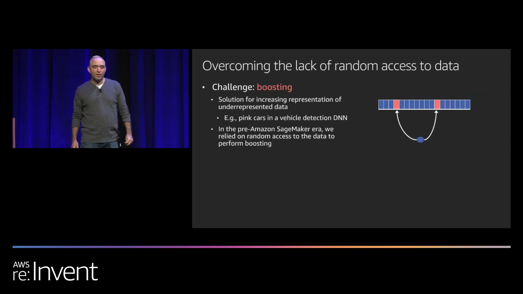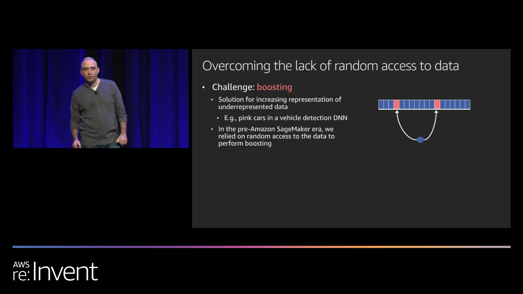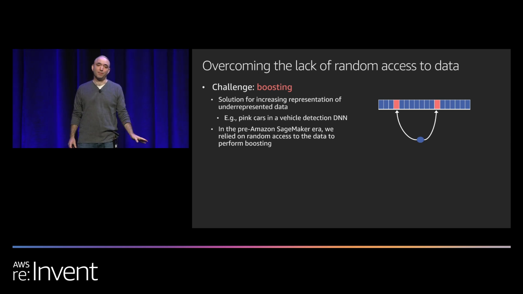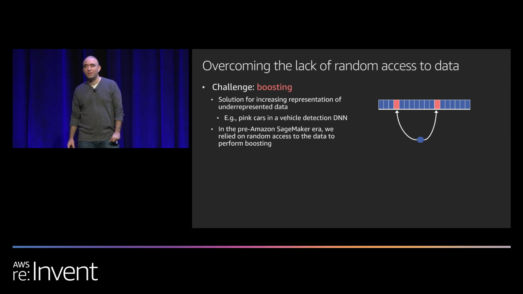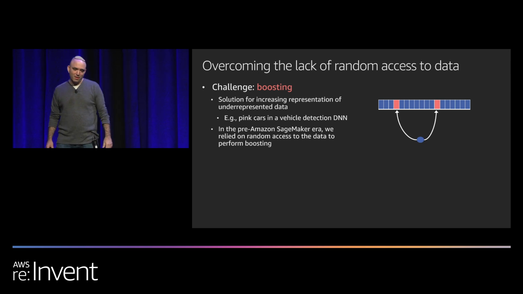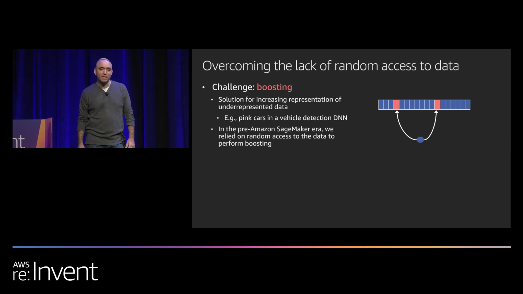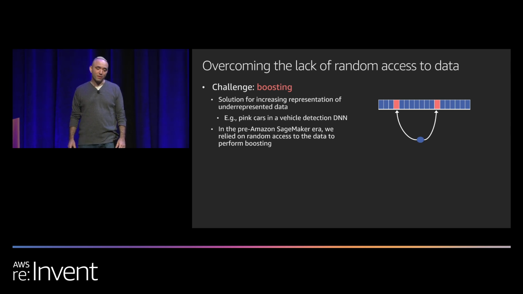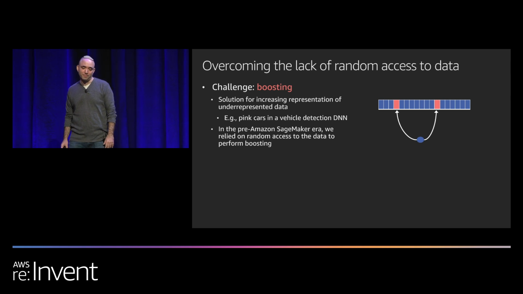We also used to rely on random access to our data for boosting. Boosting is a method that can be employed for increasing the representation of underrepresented data. For example, suppose you are tasked with creating a DNN that identifies vehicles. Suppose that you run a few rounds of training and find that your model succeeds in identifying most vehicles successfully, but consistently fails to identify pink cars.